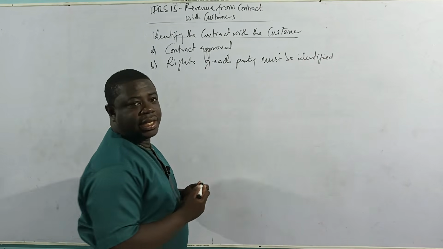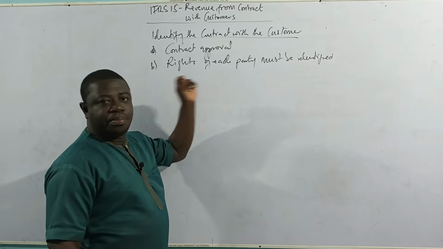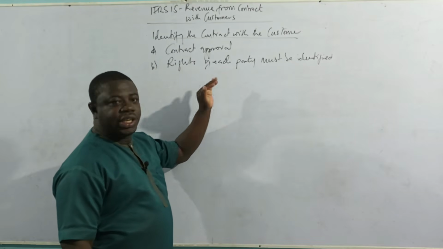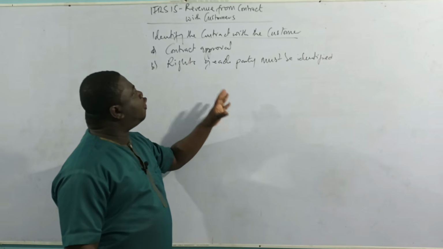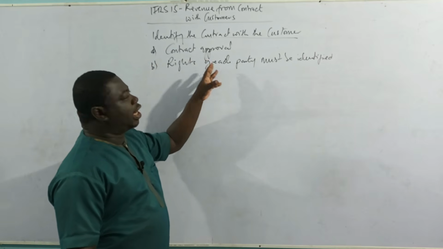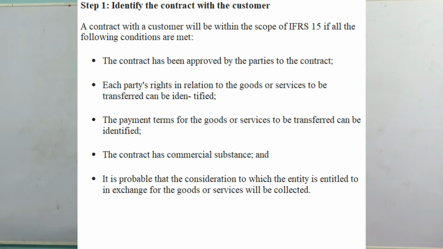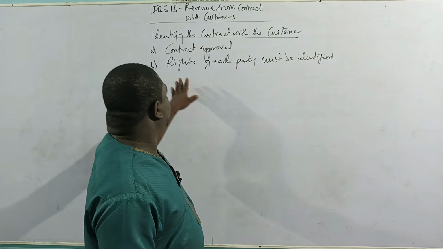So that is the second point. I'm trying to put out the key things that will help you remember each of the conditions that must be satisfied for a contract to be in place. Now, the first one is that the contract has been approved by the parties to the contract. And the second condition is that each party's rights in relation to goods and services to be transferred can be identified. So those are the two.